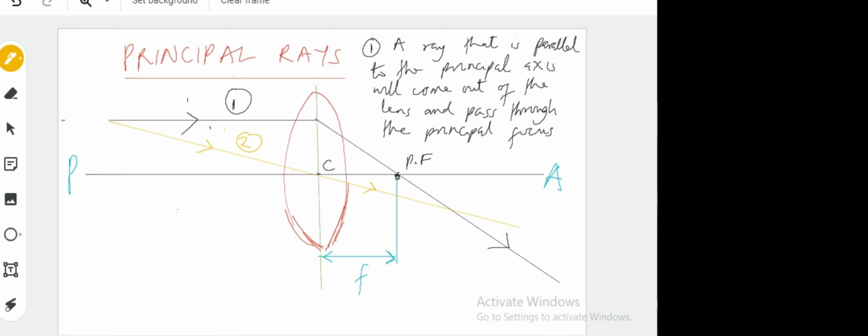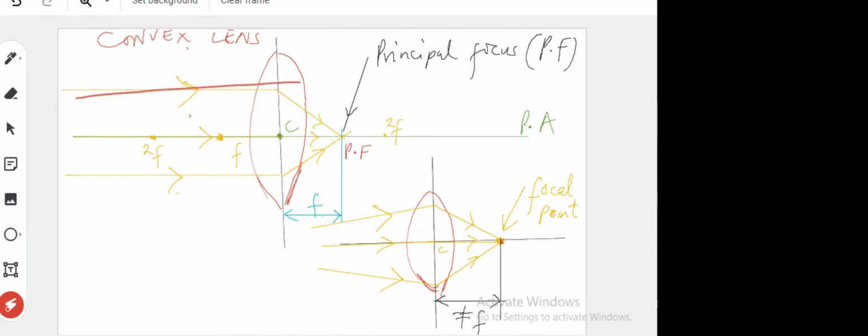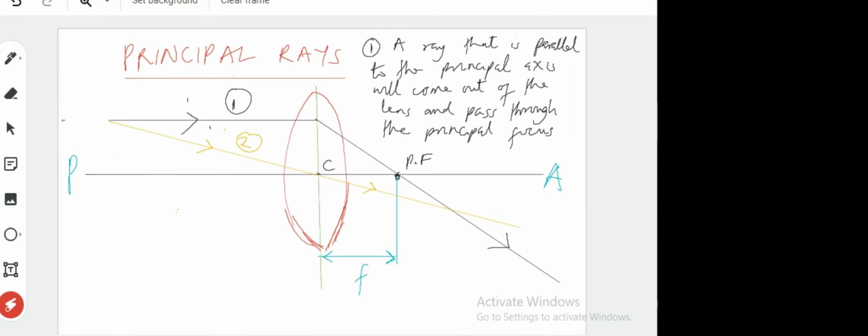Number 2. All rays were meant to pass through the principal focus. No, I didn't say that. It's only a parallel ray that will pass through the principal focus. We said that. Only rays that are parallel to the principal axis will pass through the principal focus. All other rays we find different ways to pass through. But we have 3 important rays. The one that is parallel to the principal axis will pass through the principal focus. The one that is passing through the geometrical center will just go straight.